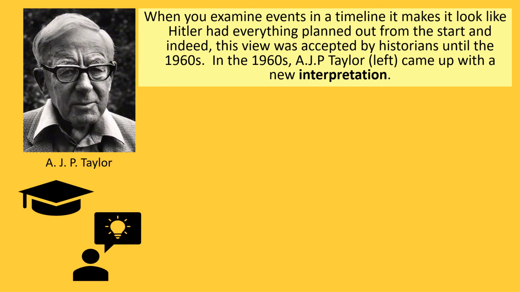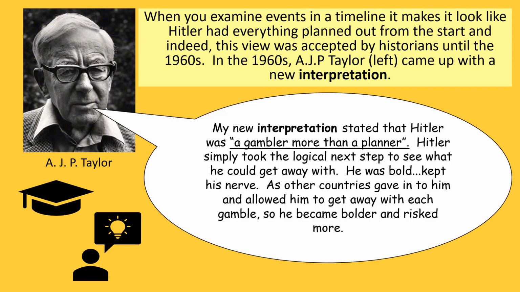However, Taylor, in the 1960s, comes up with a new interpretation. His interpretation stated that Hitler was a gambler more than he was a planner. Hitler simply took the next logical step to see what he could get away with. He was bold and he kept his nerve. As other countries gave in to him and allowed him to get away with each gamble, so he became bolder and risked more. And this is a great example of how Hitler's actions and appeasement very much go hand in hand with each other.